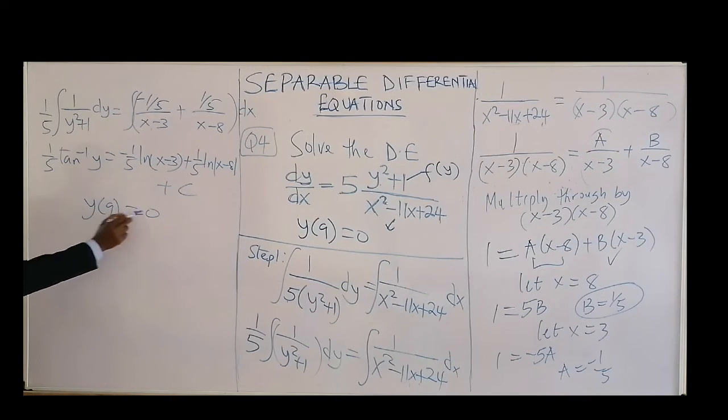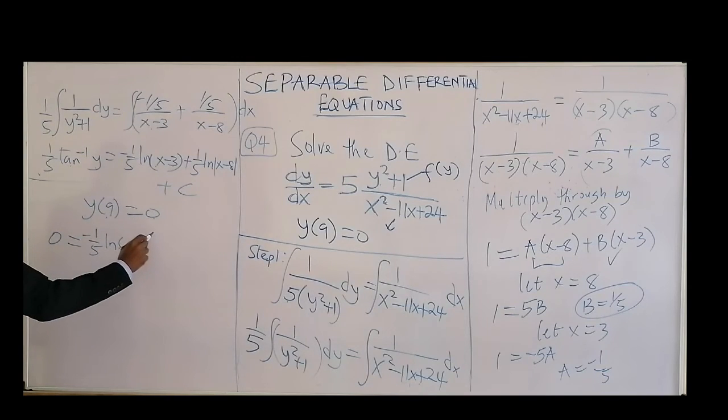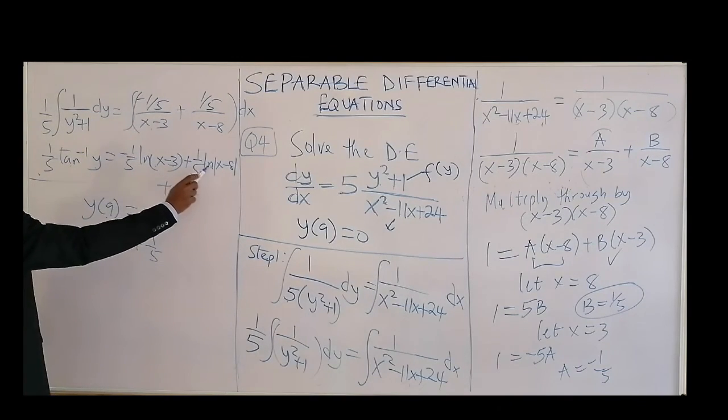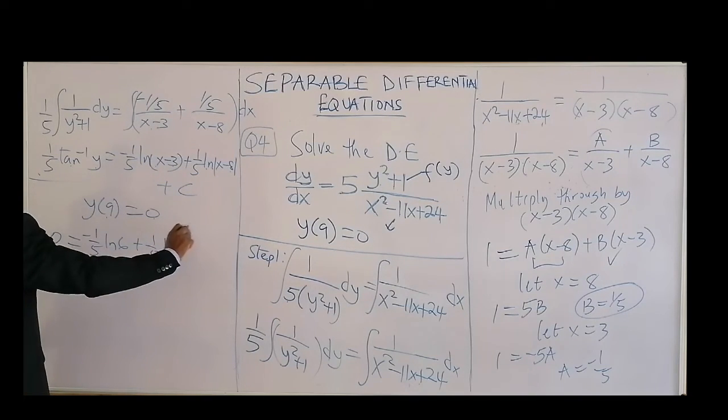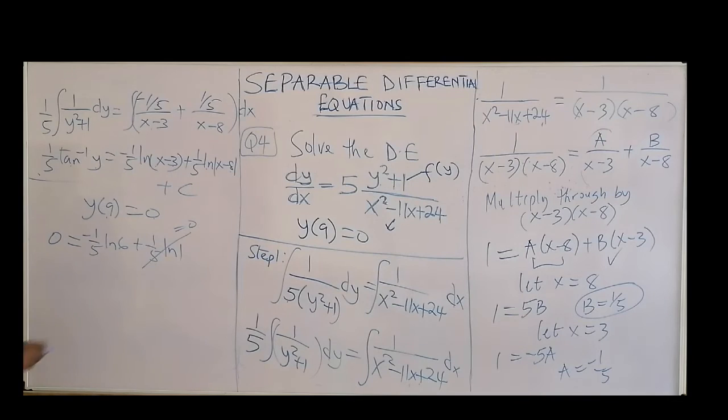When x is 9, y is 0. So substitute that into that equation. If you do that, arctan 0 is 0, equal to 9 minus 3, that's minus 1 over 5 ln 6, plus 1 over 5, 9 minus 8, that's ln 1, and that's equal to 0. You cancel out, plus c. If you move this one to the other side, you have this. Then come back here and substitute.